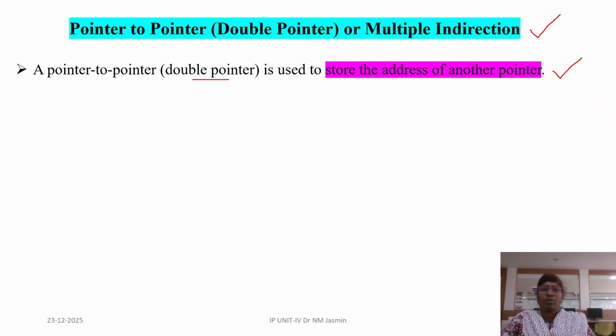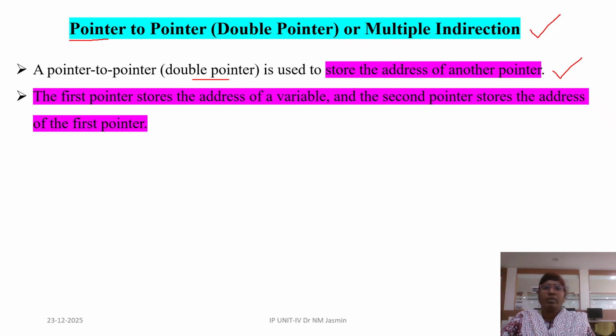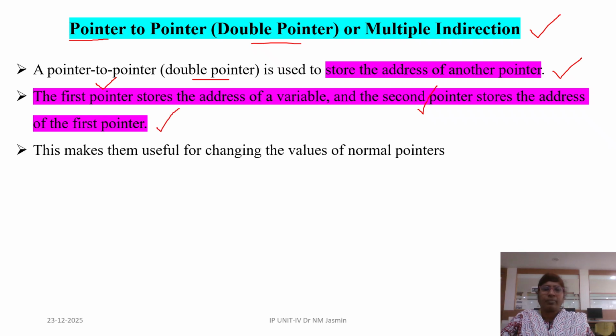As we know, the definition of a pointer is that it holds the address of another variable. Like this, a double pointer stores the address of another pointer. As it is a double pointer, it has the first pointer and also the second pointer. The first pointer stores the address of the variable. The second pointer stores the address of the first pointer. And this is useful for changing the values of normal pointers.